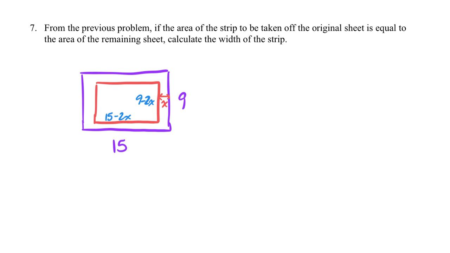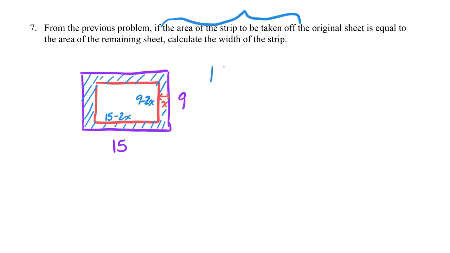Okay, we're back. So I'm going to do exactly what that says. If the area of the strip to be taken off, that's that blue, really ugly looking brace bracket, the area of the strip, that would be this shaded in blue area. Notice, that's the area of the strip. Well, how could I come up with that blue area?